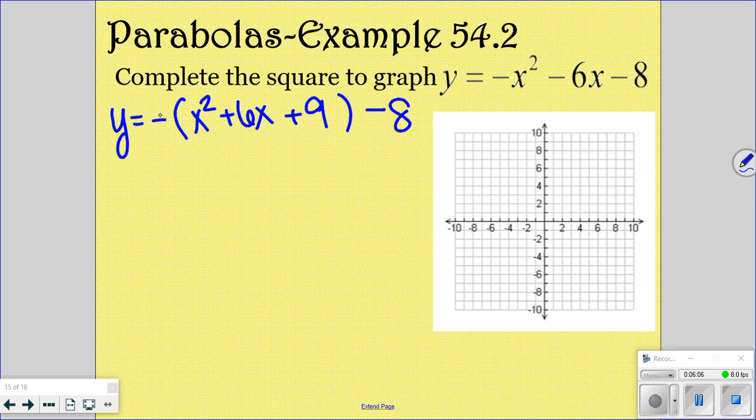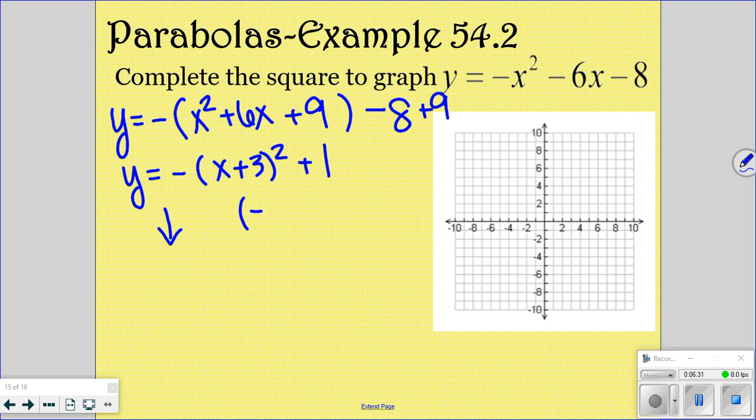But what we really added to the equation was a negative 9. If you distribute that negative, we added a negative 9. So now we need to add a positive 9 to the equation. So now if you factor this, you'll have y equals negative x plus 3 squared and then plus 1. So it's going to open down because there's a negative here. Our vertex is going to be negative 3, 1. And our axis of symmetry is x equals negative 3.